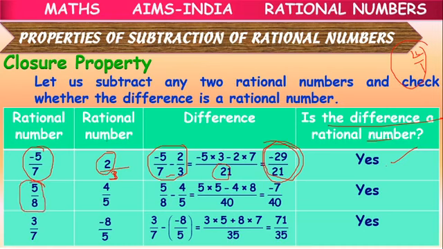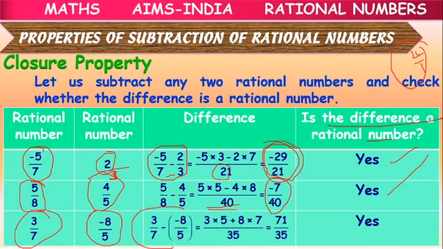Next, two more rational numbers they have given. We have calculated their difference. The answer is minus 7 by 40, which is a rational number. Yes. In the third example, two more rational numbers they have given. We have subtracted them by taking LCM. After simplification, the answer is 71 by 35. This is also a rational number.